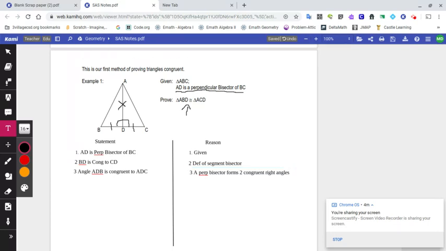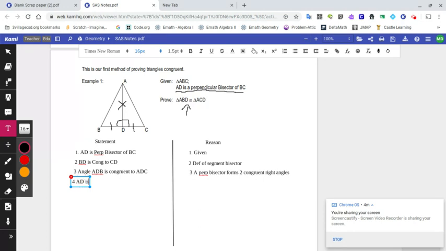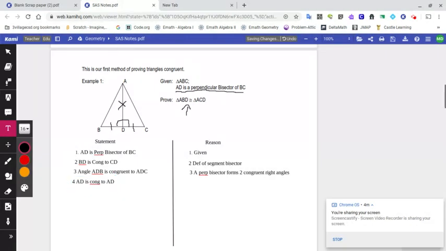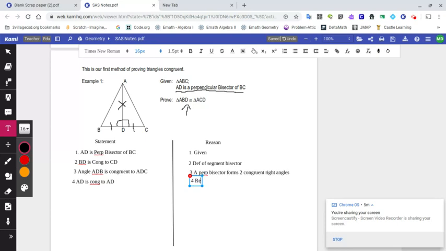Now number 4. The next thing that we said was AD is congruent to AD. And the reason that we're saying that, we can just write the word reflexive postulate, and that's enough. Remember, postulate is one of the reasons that we can say a statement. So this is a postulate: AD is congruent to itself. Now we've got everything we need. We've got two sides and the included angle.